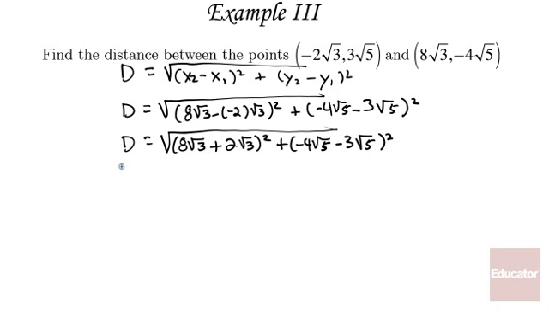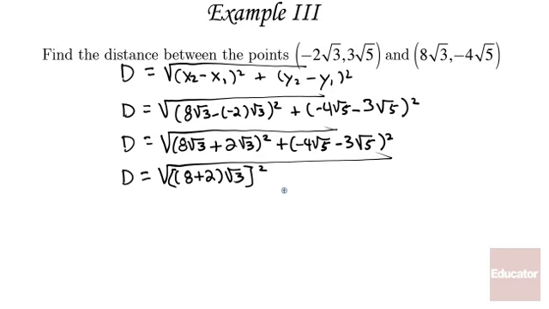Now, in this next step, I'm going to go ahead and look at what I have in terms of addition and subtraction. And I realize that I have like radicals. Because I have like radicals, I can actually add and subtract them using the distributive property, as we've discussed in earlier lessons. So this is going to give me 8 plus 2, radical 3, and this entire thing is going to be squared, plus negative 4 minus 3 times radical 5, and this entire thing is going to be squared.